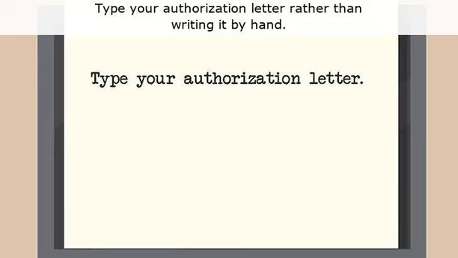Step 3. Type your authorization letter rather than writing it by hand. A handwritten letter may be difficult to read and isn't as professional in appearance as a typed letter. The authorization letter is an important document authorizing someone to hold your legal or financial powers for you. It must be prepared to meet scrutiny. If someone else close to you wants to dispute the authority of the letter holder, the document may be used as evidence in a court of law.